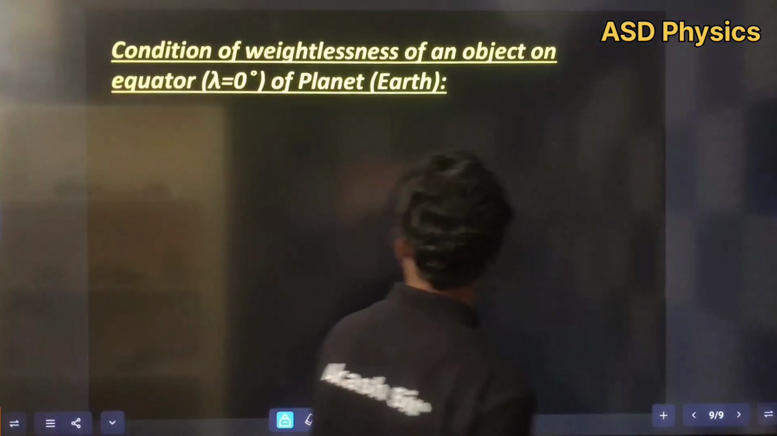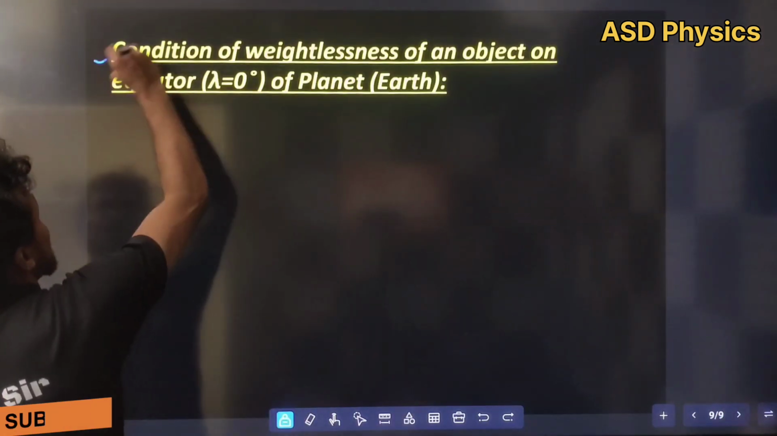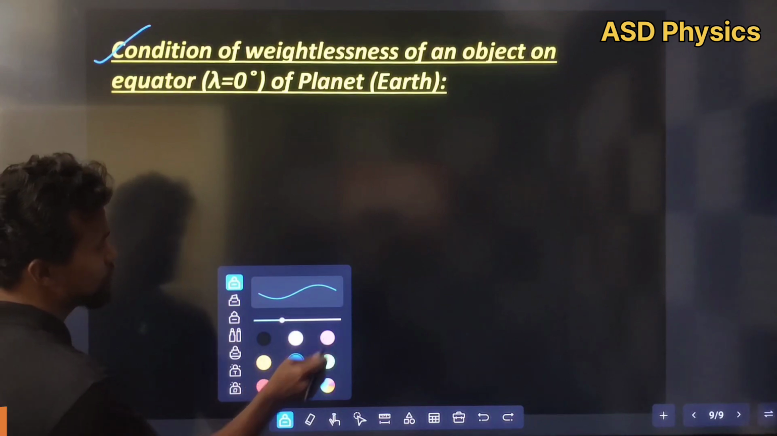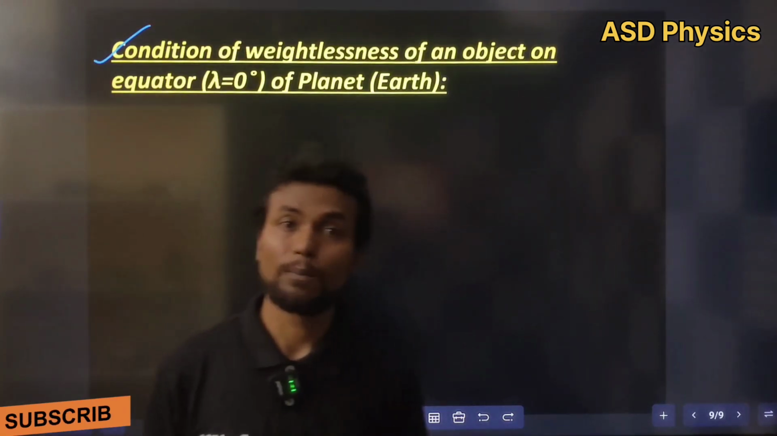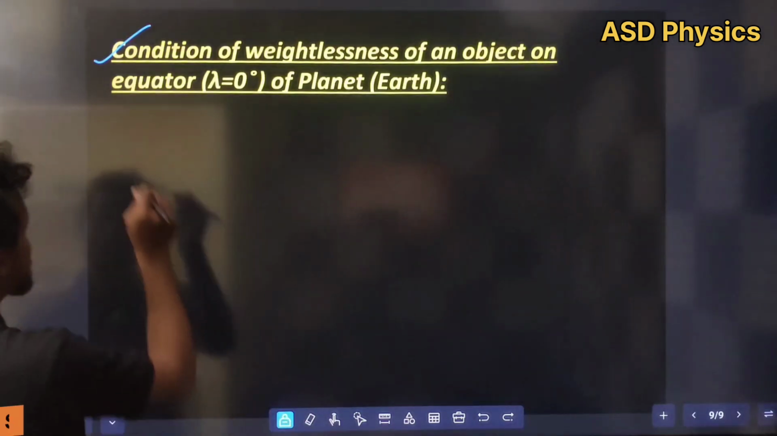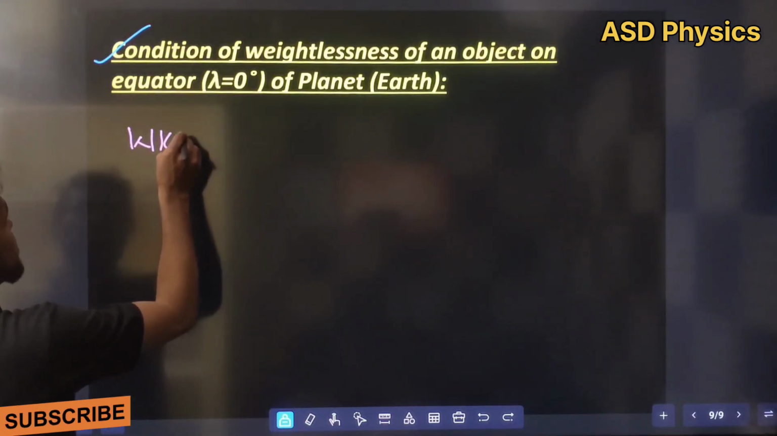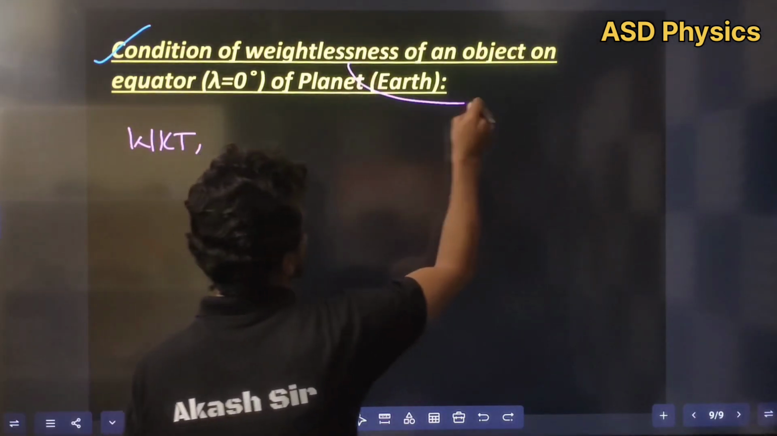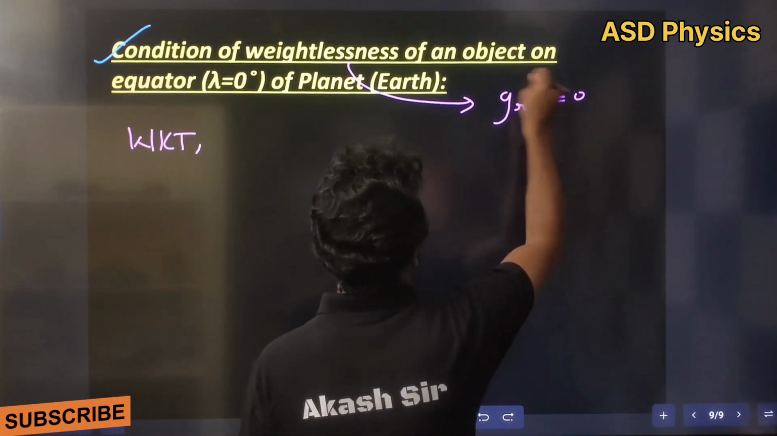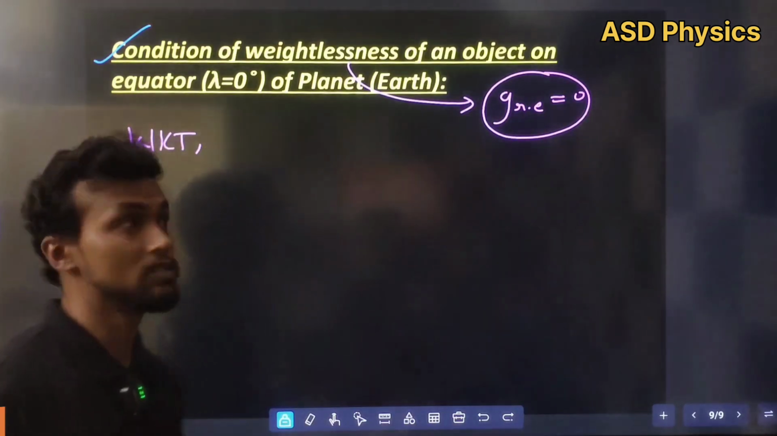After that, next one we'll say, the condition of weightlessness of an object on the equator. Can you tell me, the weight means mg, mass cannot become 0, then what will become 0? The gravity should become 0. Okay, but before that, again I'm telling, for the weightlessness condition, the gravity due to rotation at the equator should be 0. This condition we are going to use here.